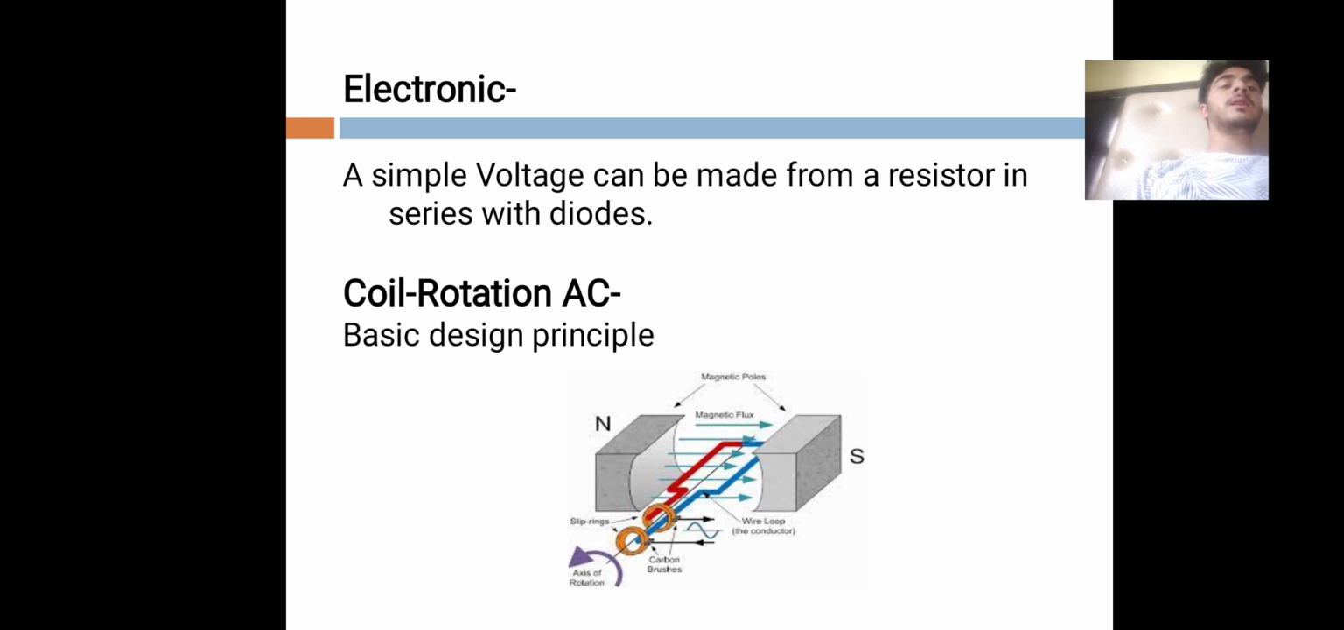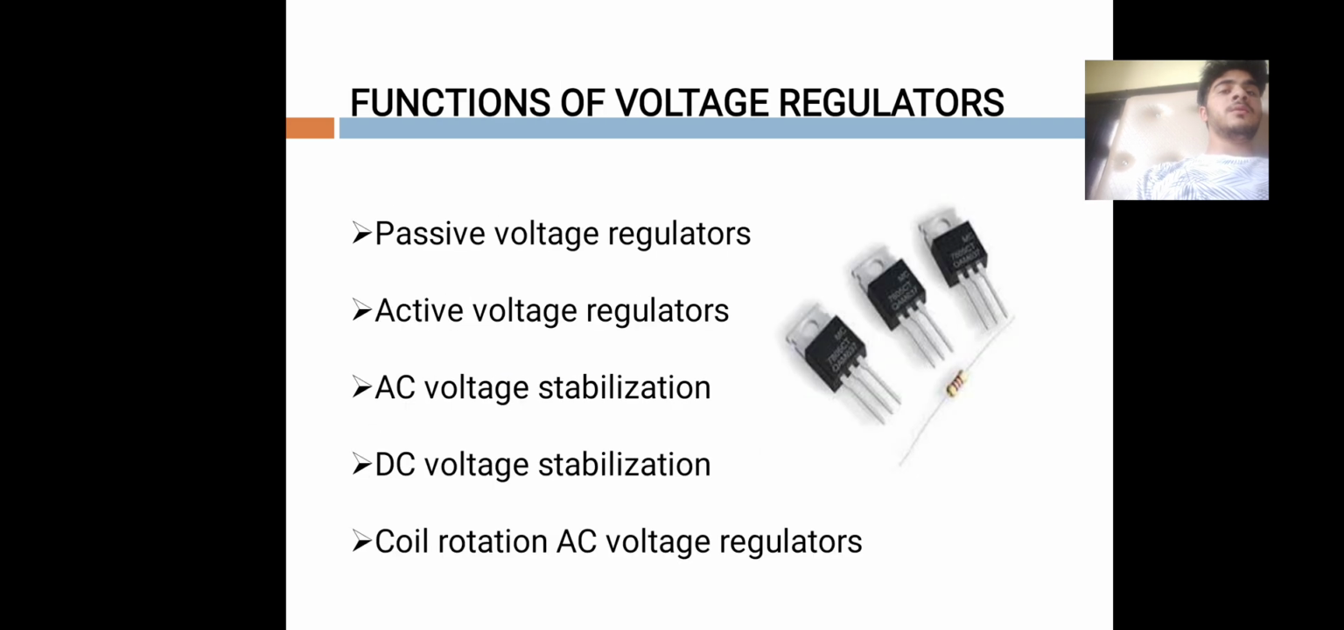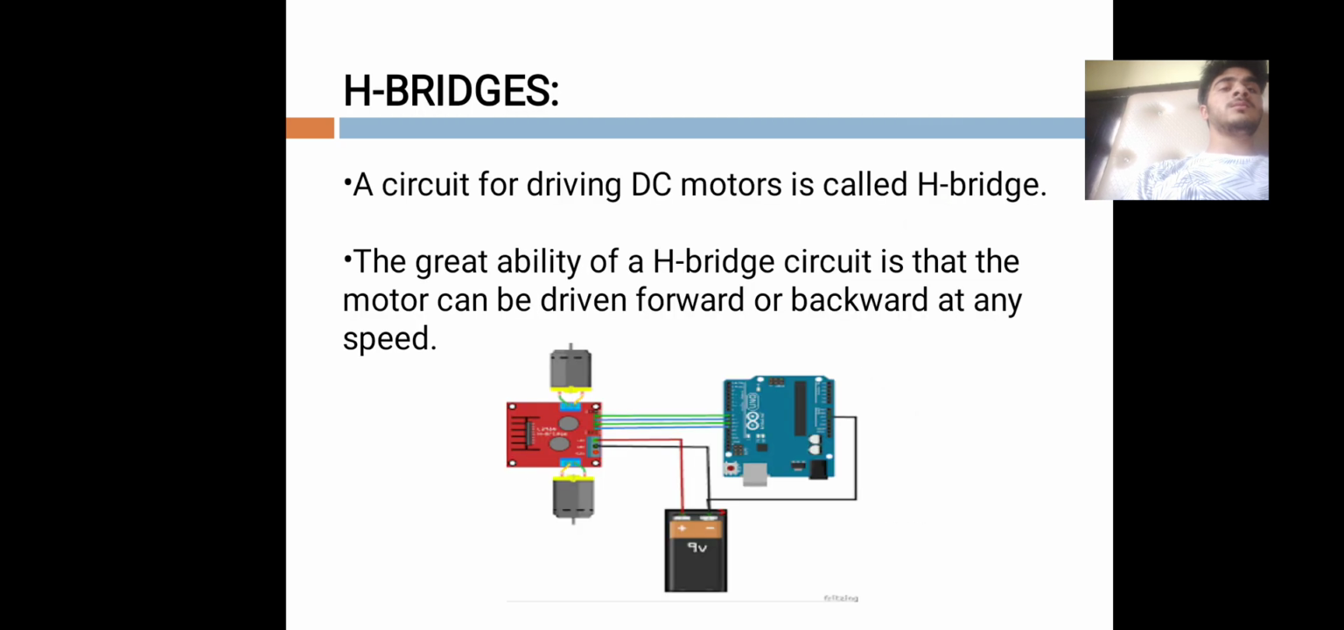Electronic: a simple voltage regulator can be made from a resistor in series with diodes. Coil rotation AC: basic principle design. What are linear regulators? These regulators comprise devices that operate in their linear region. Switching regulators rapidly switch a series device on and off. What is the function of voltage regulators? Passive voltage regulators, AC voltage, active voltage regulators, AC voltage stabilization, DC voltage stabilization, coil rotation AC voltage regulators.